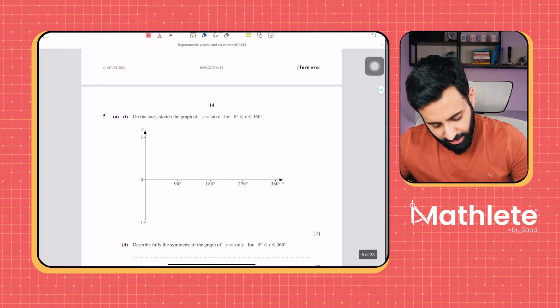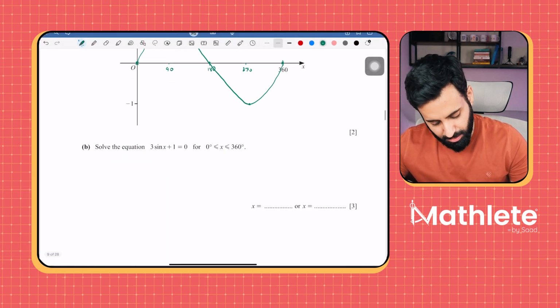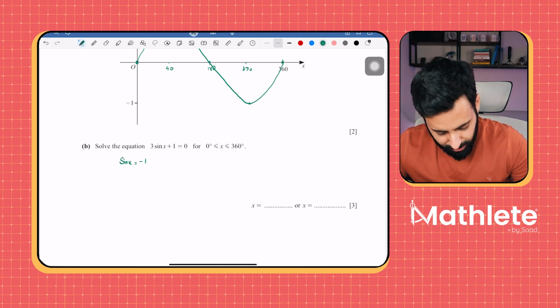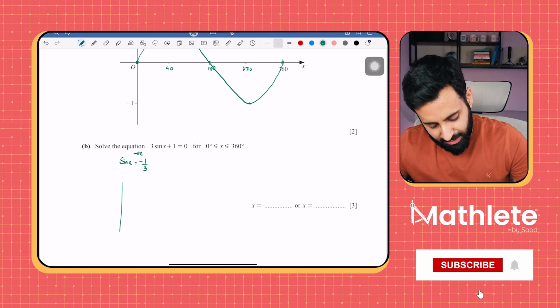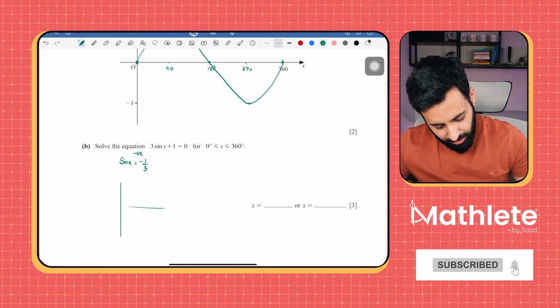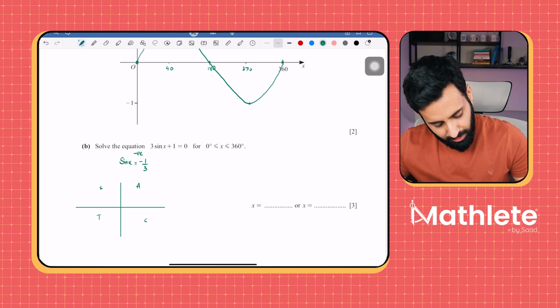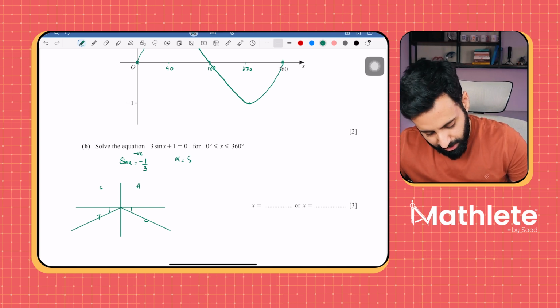Now solve the equation 3 sine x plus 1 equals to 0. Now first thing first, make the trigonometric function the subject. So sine x will be equal to minus 1 upon 3. Now notice that it's negative. Now because it's negative, that means our solution is going to be in the third or perhaps the fourth quadrant. Okay, so third or the fourth quadrant. Why? Because it's negative.